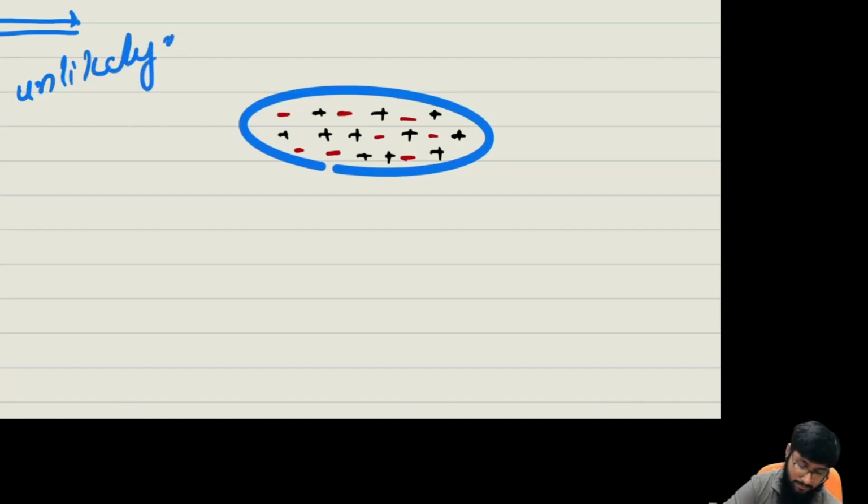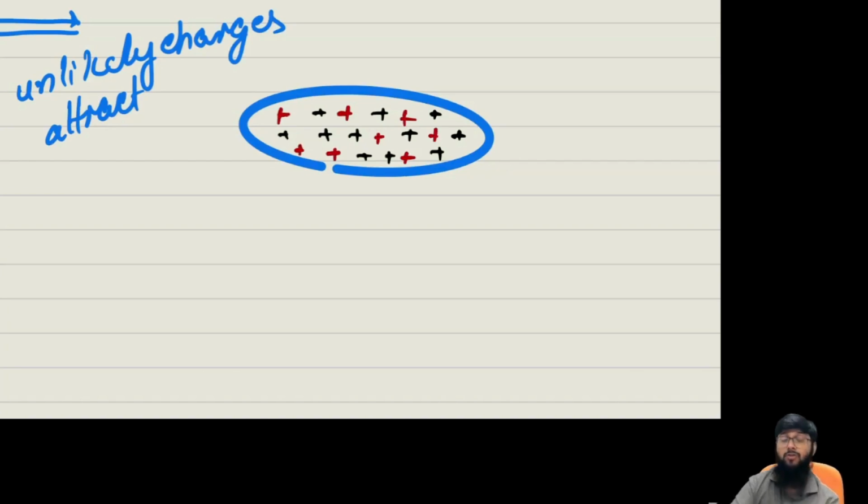Unlike charges attract each other. So it will be in this format. So the toner is going to stick onto the negative areas, giving them a positive charge once again. So now the drum is completely again with the positive charge, some with toner and some without toner.